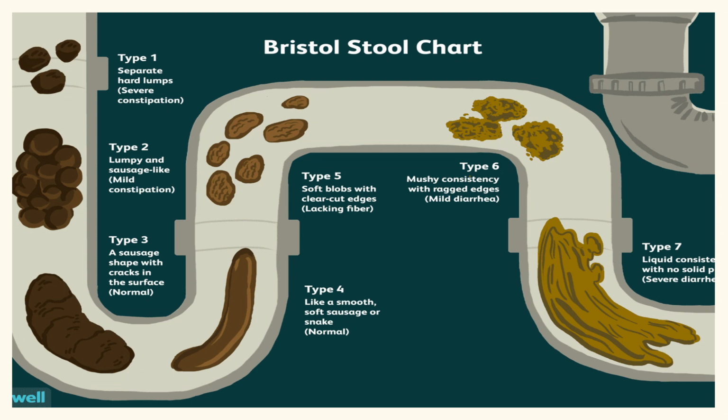And finally, moving on to stool. So we can use the Bristol stool chart to compare the patient's stool. So basically, starting from the type 1 to type 7, starting from type 1, which is severe constipation, it moves down to severe diarrhea. So we can compare the patient sample with this chart and come to a conclusion.